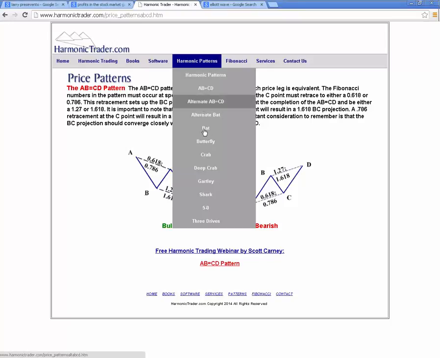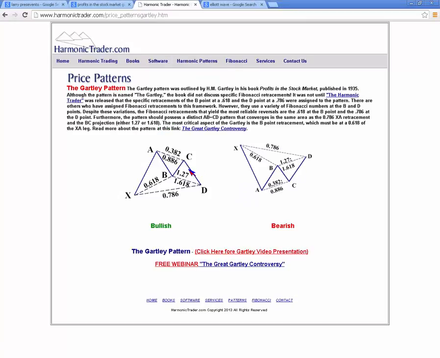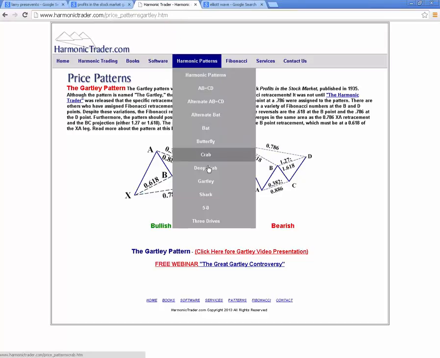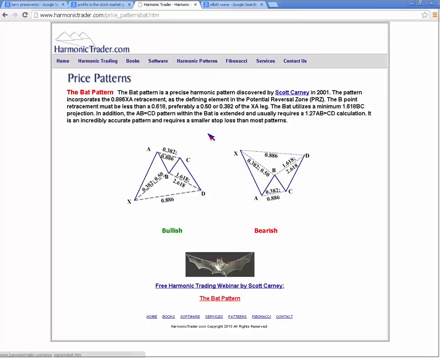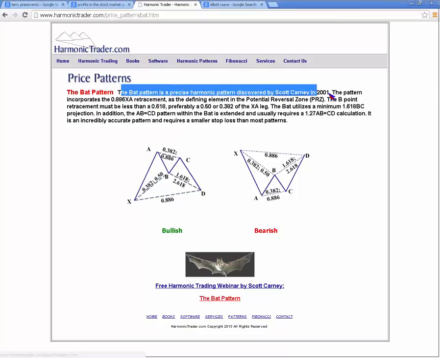So let's take a look at the Gartley one more time. The Gartley basically is your X and then has A, B, C, D. You have one particular zone to enter. Then you have your bat pattern, which is a derivative of this. The bat pattern was discovered by Scott Carney because he basically lowered the B to A and lowered this X to D and called it a bat. It all started around the Gartley.